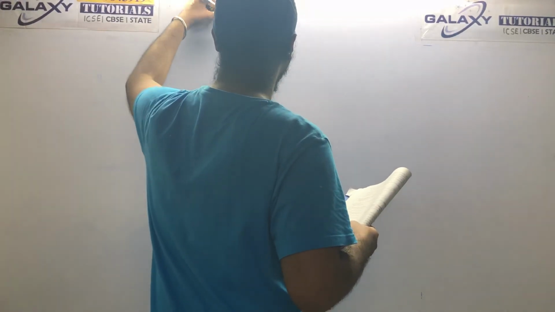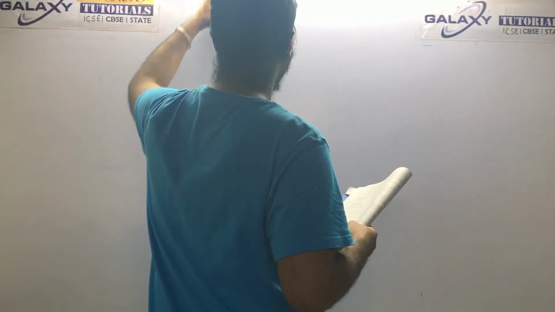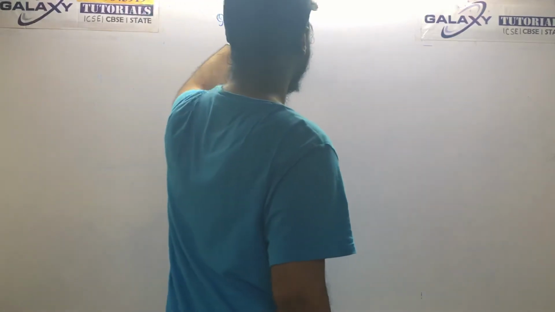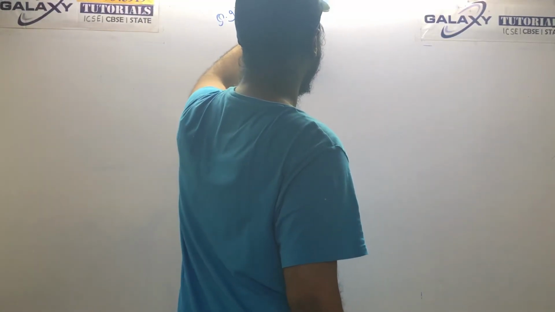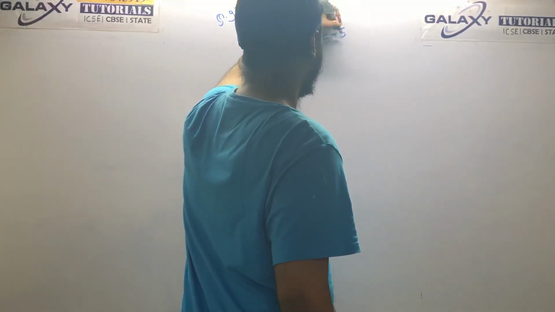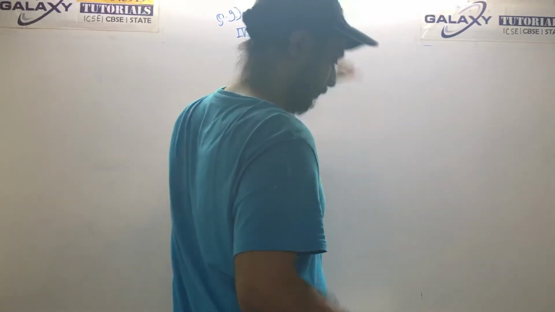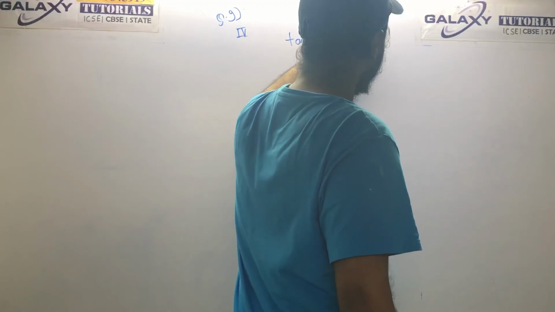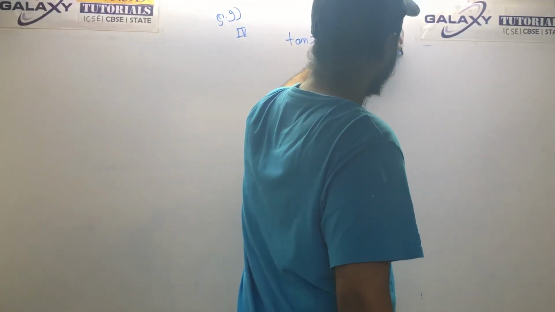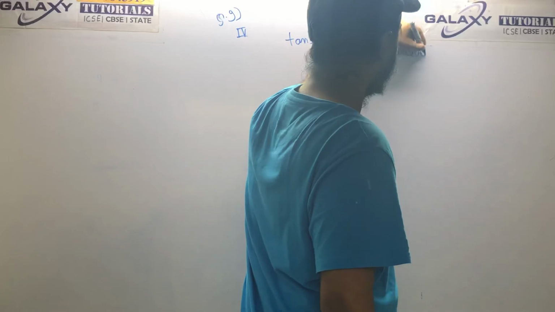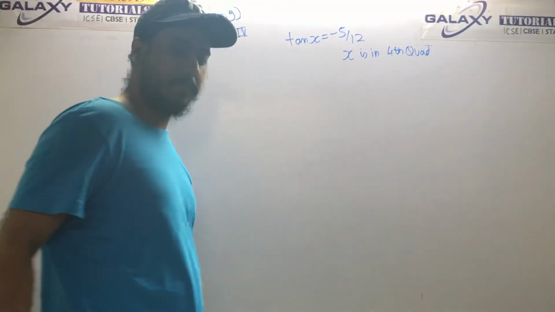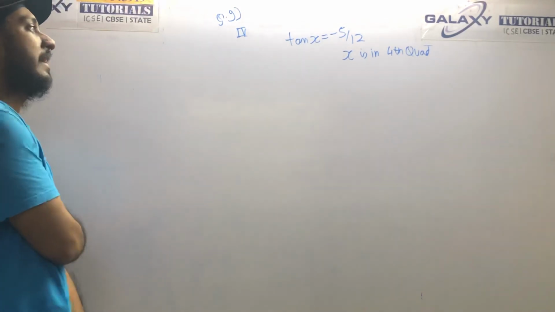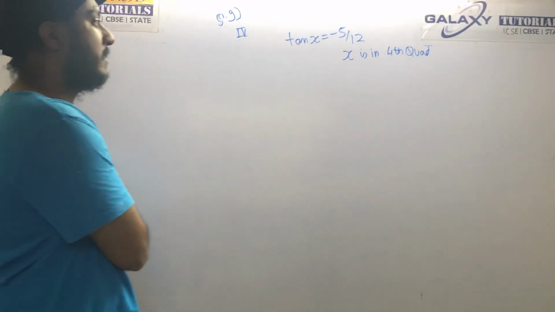Question number 9, fourth part. I've written the question. Tan x is minus 5 by 12, x lies in the fourth quadrant.